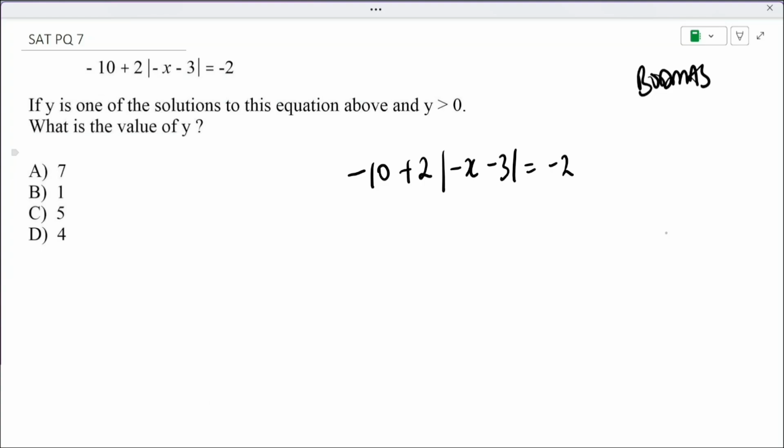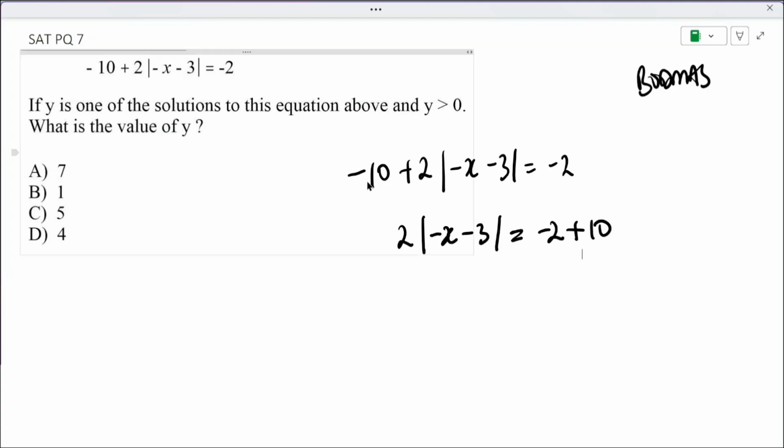So you'll be left with 2, the 2 has a positive. You don't need to put it, it's not necessary. Times the absolute value of negative x, negative 3 equals negative 2, plus 10. Negative 10 crosses and becomes positive 10. Like I always said, the negative or the positive sign in front of a number or a value is owned by that number or value. So the negative 10 crosses and becomes positive 10.